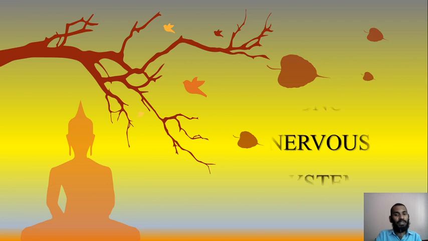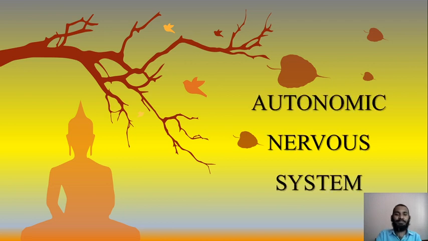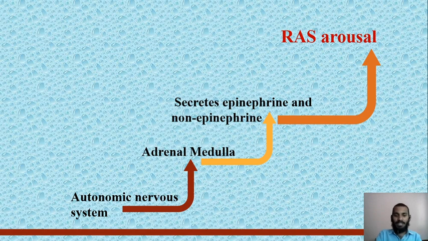Now we are moving to the second part, the autonomic nervous system. The autonomic nervous system has a key role in keeping arousal. How does it happen? The autonomic nervous system activates the adrenal medulla, and this adrenal medulla secretes epinephrine and norepinephrine. Thus, our reticular activating system is activated. So: autonomic nervous system, adrenal medulla, epinephrine, norepinephrine, and activation of the reticular activating system. Please remember this flowchart for easy recalling.